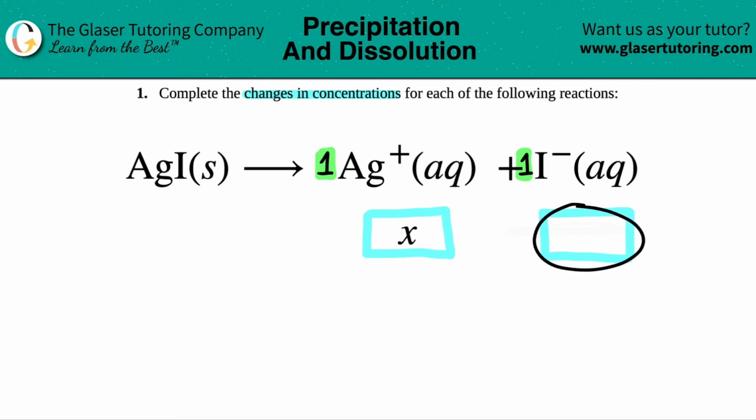So the change would have to be the same. It's the same mole ratio, a 1-to-1. So whatever the change of the Ag+ would have to be the same for the I-. So this would just be an X. And that's the end for this one.